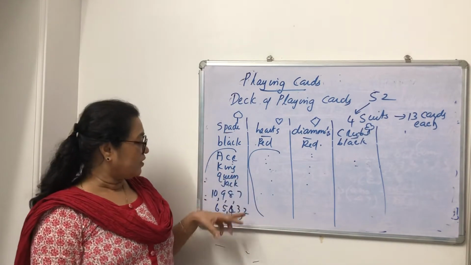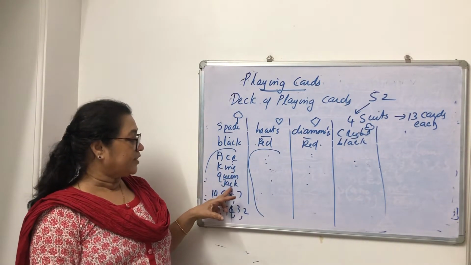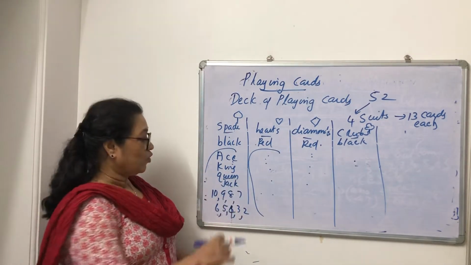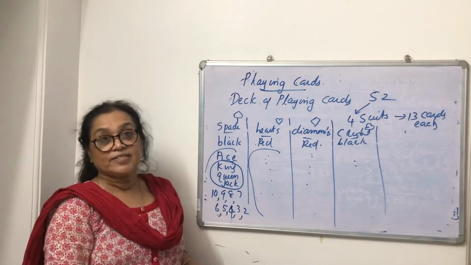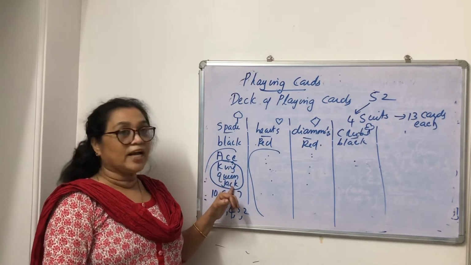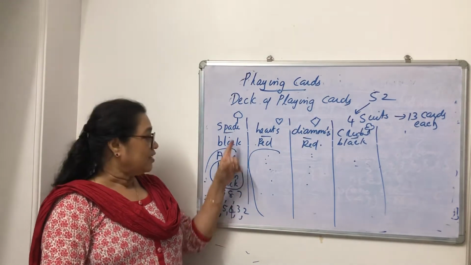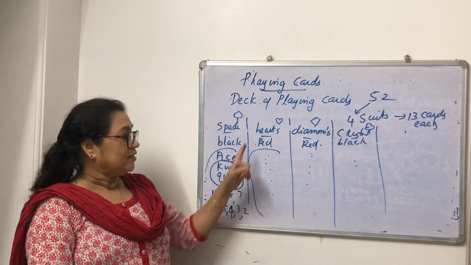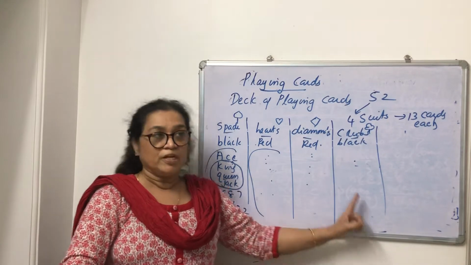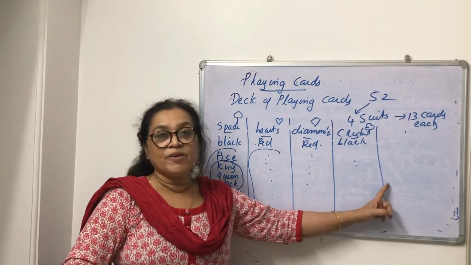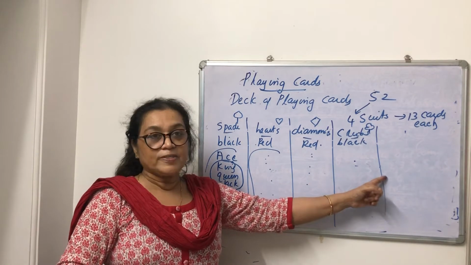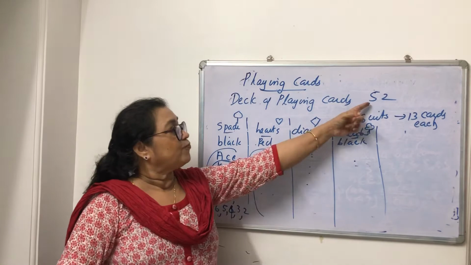And out of this, ace, king, queen and jack, king, queen and jack are known as face cards. So these 3 are known as face cards. Ace is not a face card. King, queen and jack are known as face cards. So there are 3 face cards here, 3 in hearts, 3 in diamonds, 3 in clubs. Therefore, total how many face cards are there? There are 12 face cards in these 52 cards.